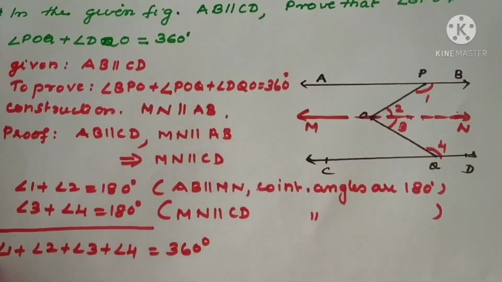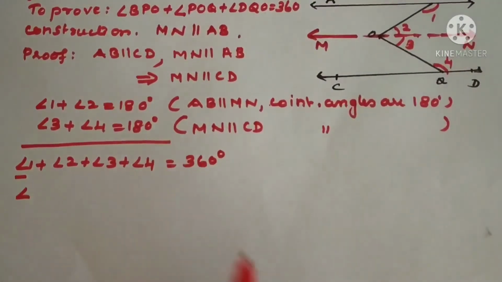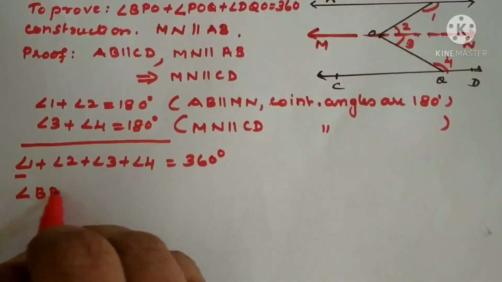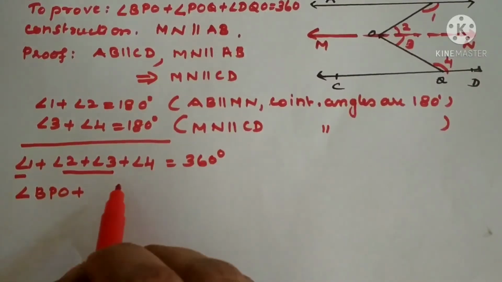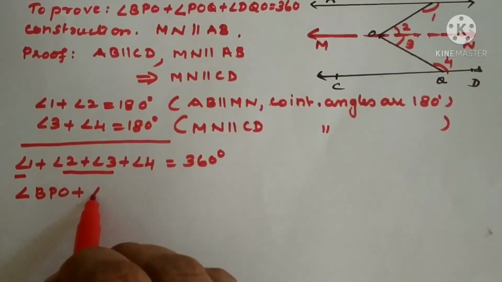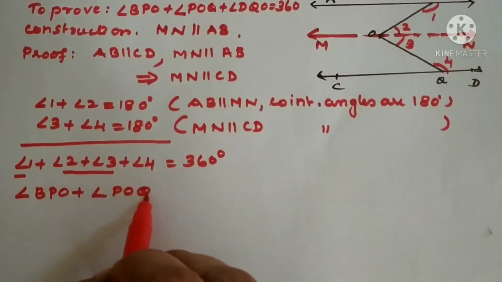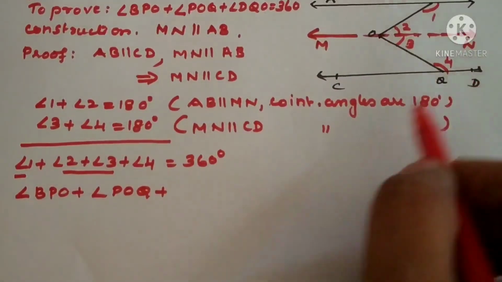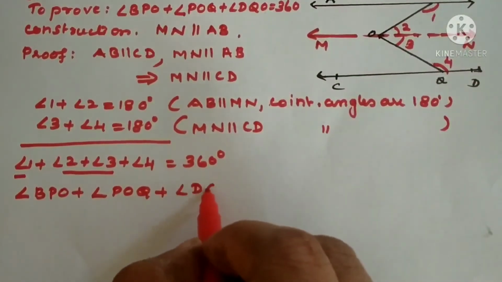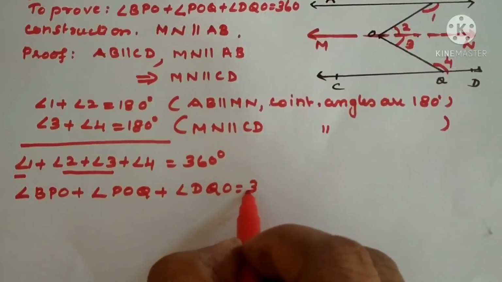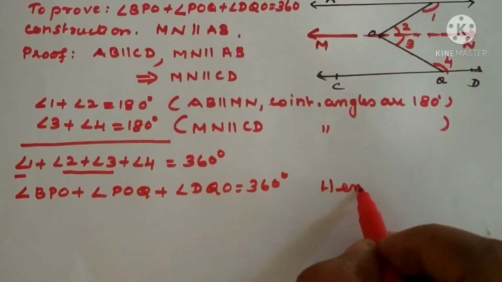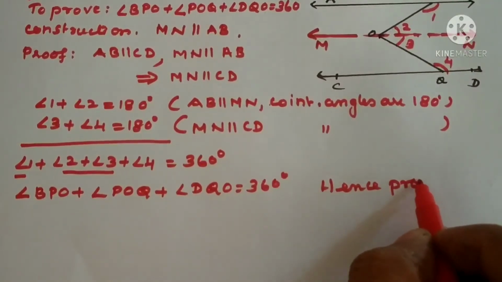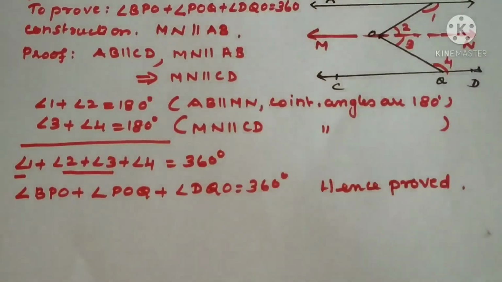Now what is angle 1? Angle BPO. Now 2 plus 3 together if we consider, what is the angle name? POQ. Angle 4 means angle DQO. So the sum equal to 360 degree. Hence proved. So the construction part you have to remember in such questions.